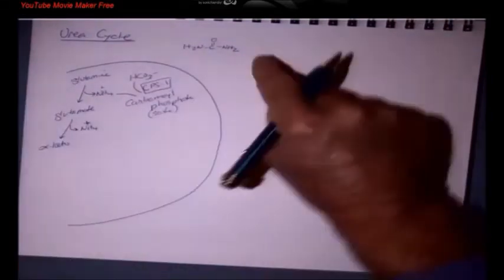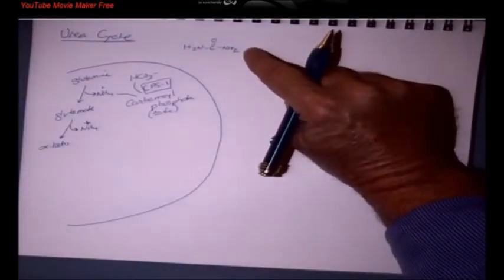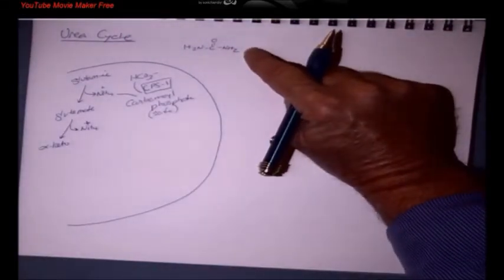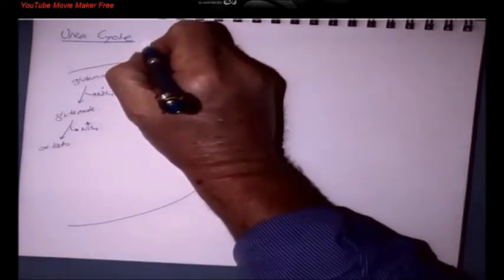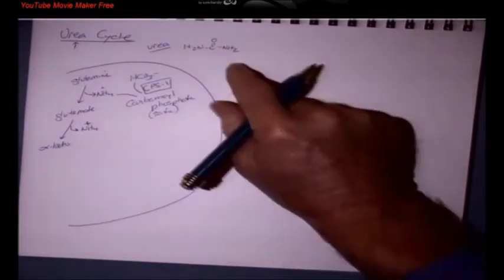Now, the end product of this whole cycle is this molecule here. Everybody got that? Urea. Urea, good. What gave it away? Nitrogen. The big word on the left? Yeah, there you go. Okay, good. So we're going to make urea.